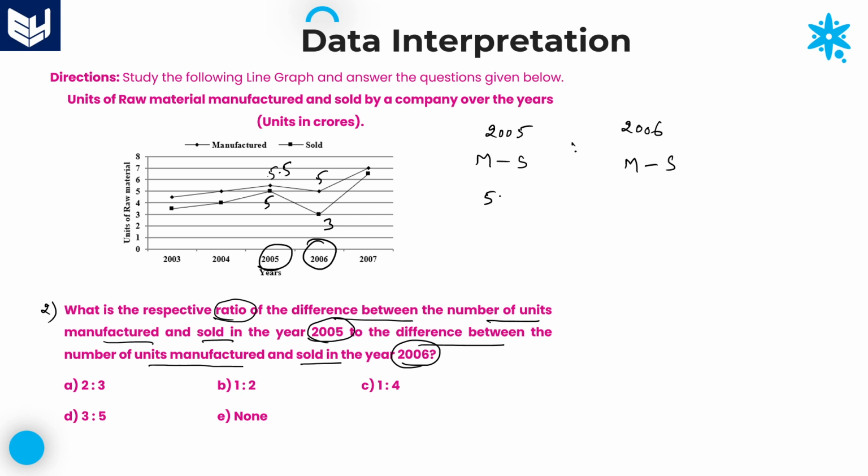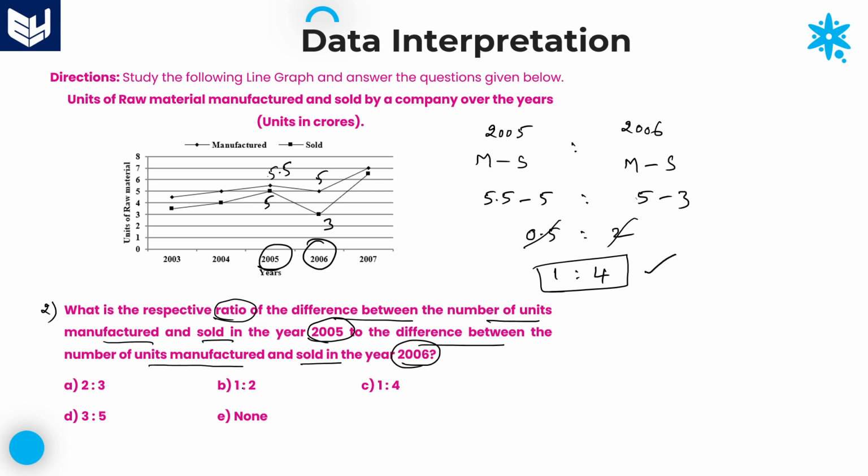Here in 2005, the difference is 5.5 minus 5, whereas in 2006, the difference is 5 minus 3. Here it is 0.5 is to 2, which is nothing but 1 is to 4. You just cancel with 0.5: 0.5 by 0.5 is 1, and 2 by 0.5 is 4. 1 is to 4, that is the required answer for this question.